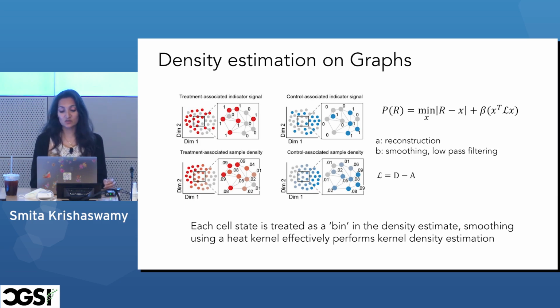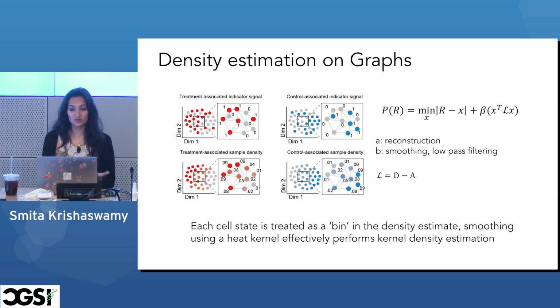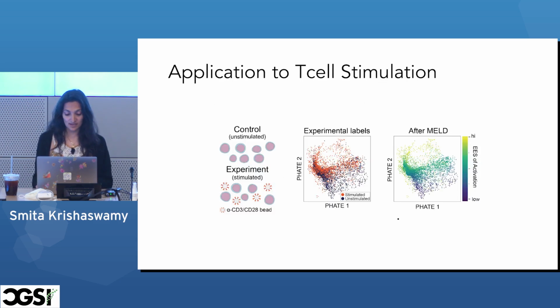And what you can do is smooth out this signal to get a kernel density estimate. But we just didn't want to put a Gaussian kernel on it. We actually solved an optimization problem like this, where it had to be smooth based on the graph Laplacian, but still stay faithful to the signal. So this is called a reconstruction penalty, and this is a smoothing penalty. And one of the solutions to this is actually the heat diffusion kernel. So this gives you an analytic solution to coming up with a kernel density estimate. So basically, it's a smooth version of these signals that gives you the density estimate.